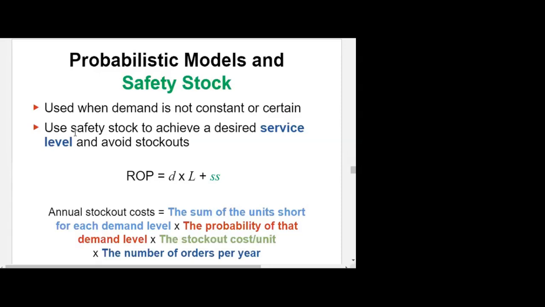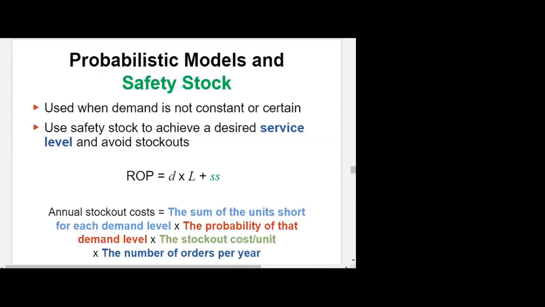The difference between the previous models and probabilistic models is that in probabilistic models, the demand is not constant. Demand is actually a probability function based on historical data. We have historical data on how many customers we had each day in the past, or in the past weeks or past months, depending on the way that we are managing our system.